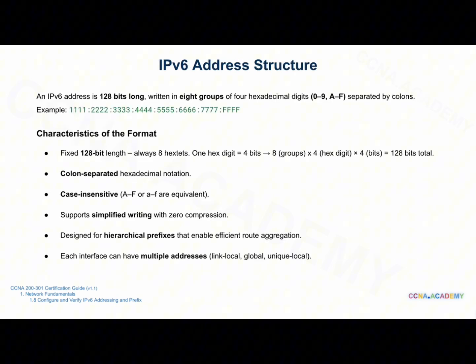An IPv6 address is 128 bits long, written in 8 groups of 4 hexadecimal digits separated by colons. Each group, or hextet, equals 16 bits. IPv6 is case-insensitive, supports zero compression, and is designed for efficient, hierarchical routing. Each interface can have multiple addresses. For example, link local, global, or unique local.